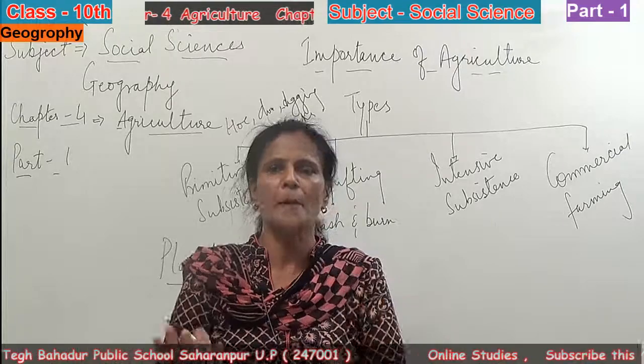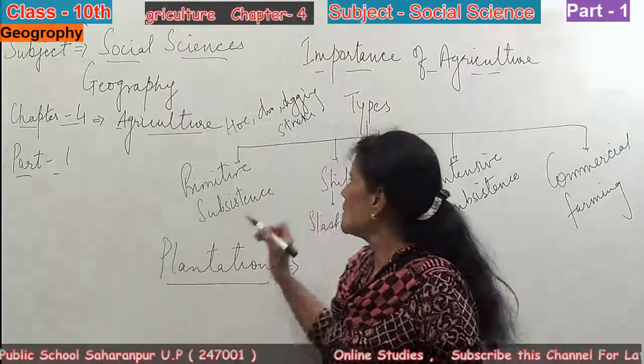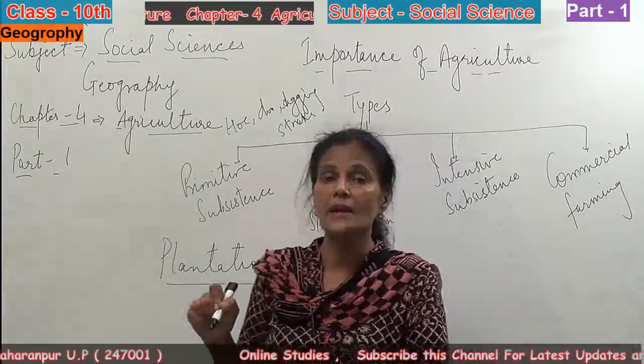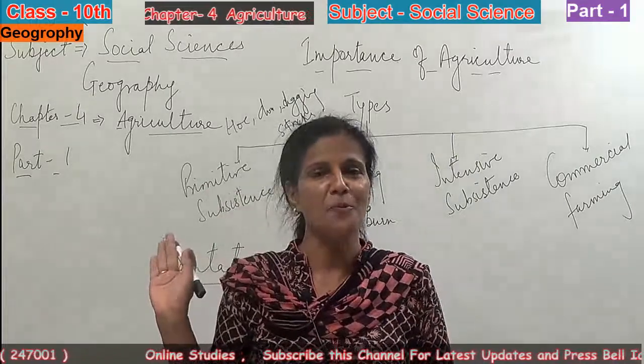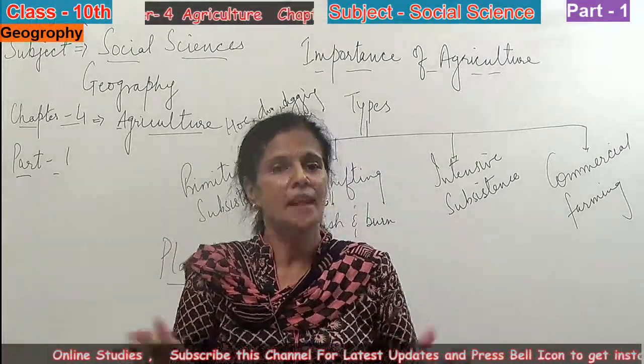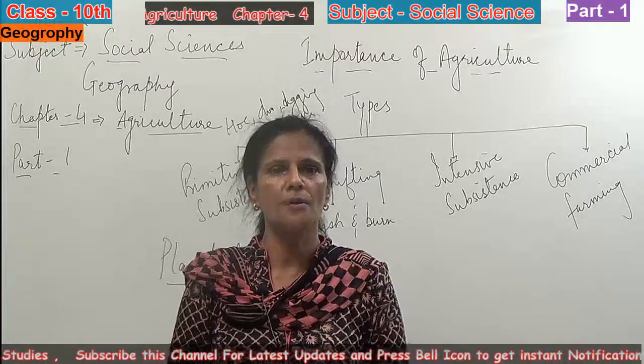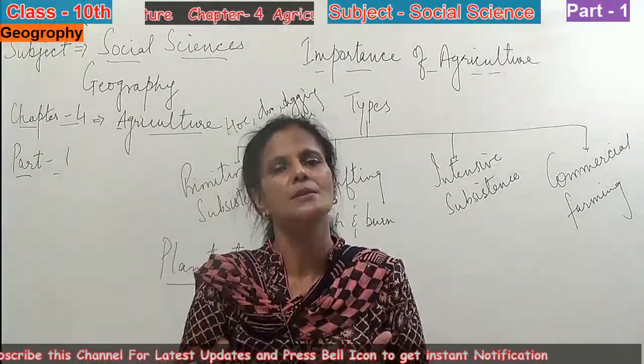Correct? Because small patches of land are there. So this type of farming is still going on in India, and if the farmers are provided with more and more facilities, then they can do a lot more farming, and then they could grow a surplus.